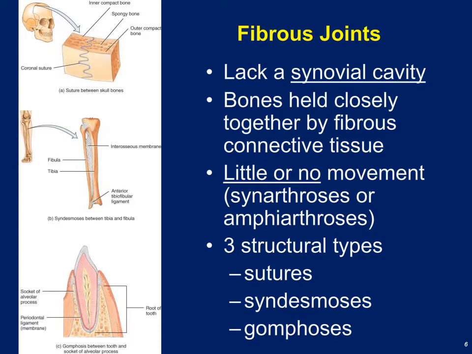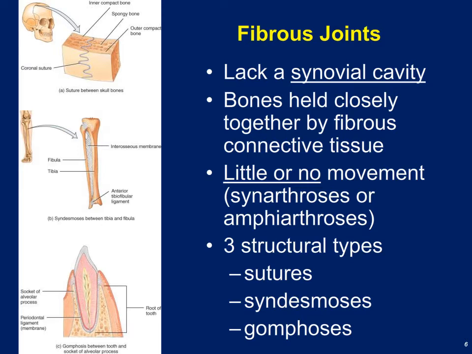Another example of a fibrous joint is a syndesmosis. A good example of a syndesmosis is the fibrous interosseous membrane that we find between the tibia and fibula and also the radius and ulna. Now in the tibia and fibula, this is usually a fairly immovable joint, whereas in the radius and ulna, the sheet of connective tissue is large enough to allow some movement.